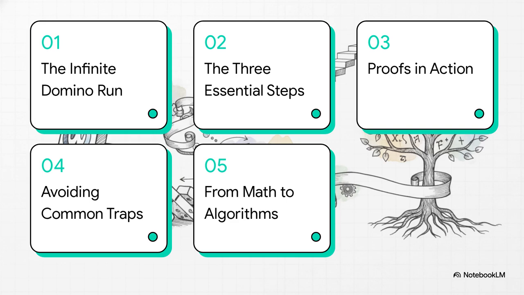So here's our game plan. We're going to start with a really simple intuition, the infinite domino run. Then, we'll get into the 3 formal steps you need to know. We'll see it work with some real proofs, talk about the common traps to avoid, and then we'll see why this whole thing matters way beyond your math class.